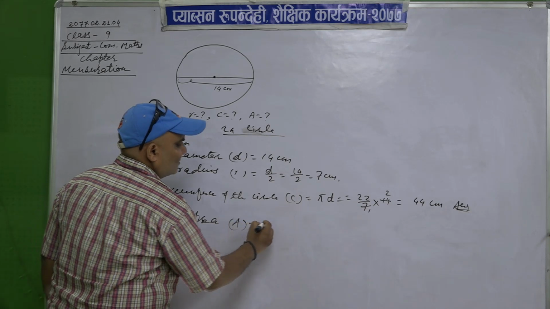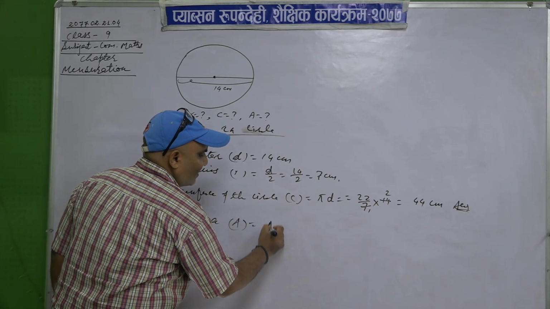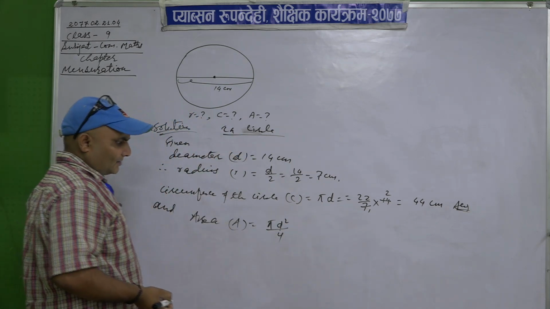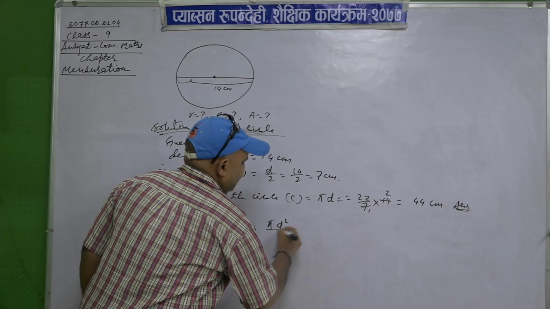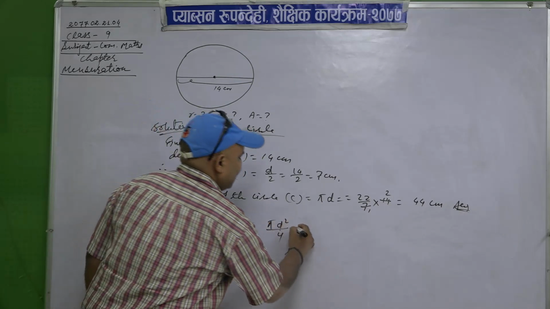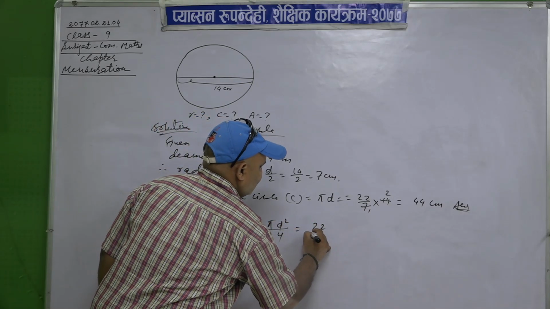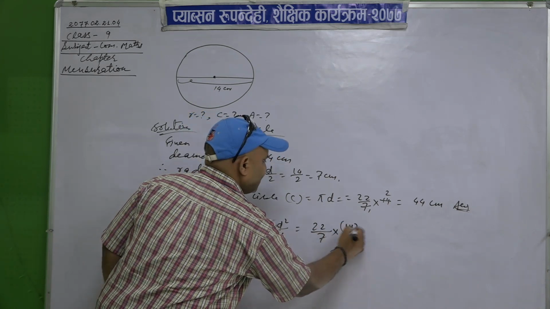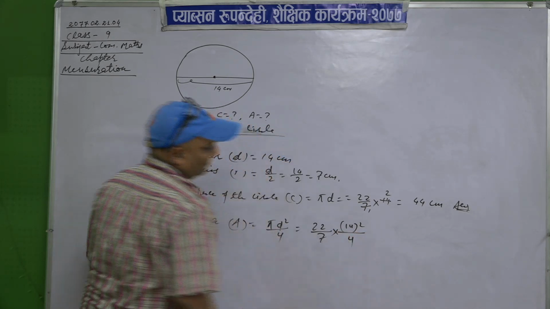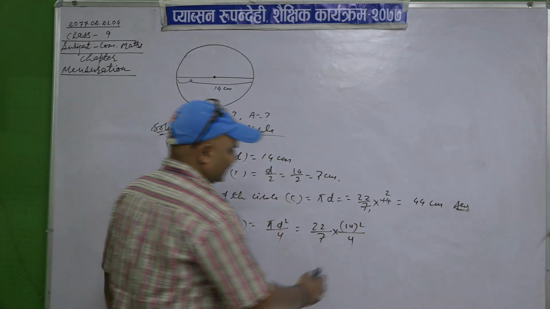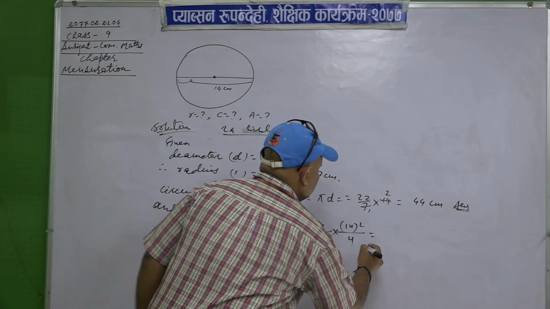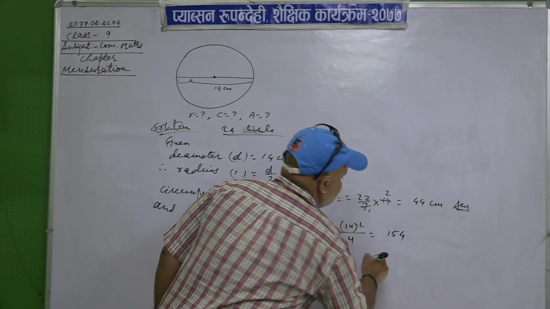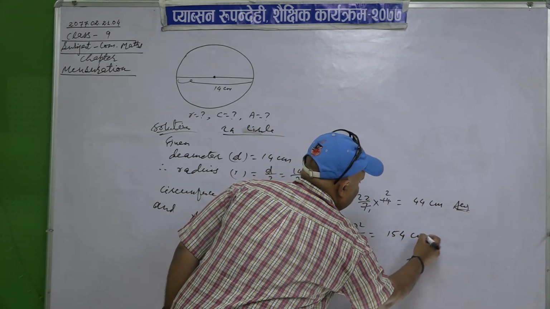And area, A is equal to, what is the formula? The formula is pi d square upon 4 or pi r square. I am using pi d square upon 4 today. Pi means 22 upon 7, d means 14 whole square upon 4. Now, if you solve, I think you will get 154 centimeter square.